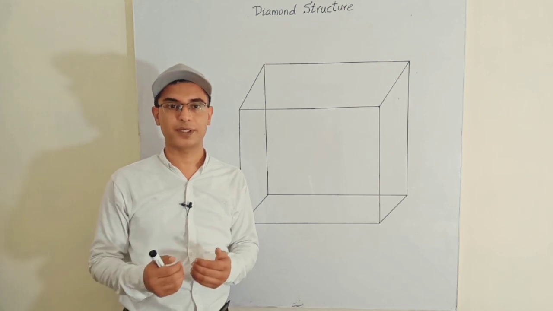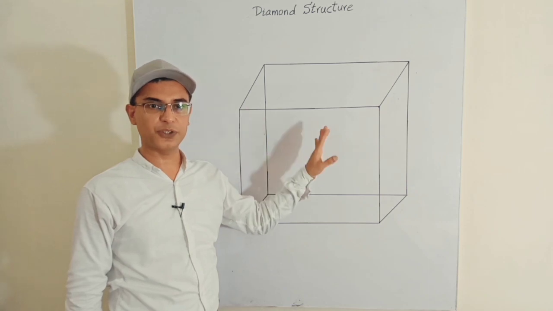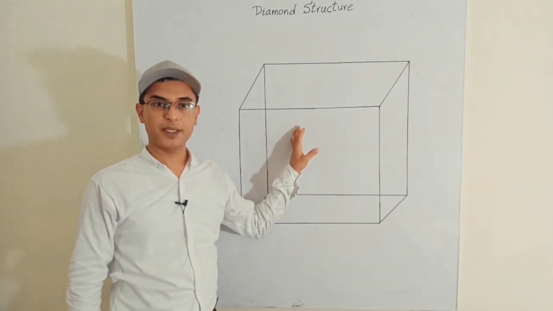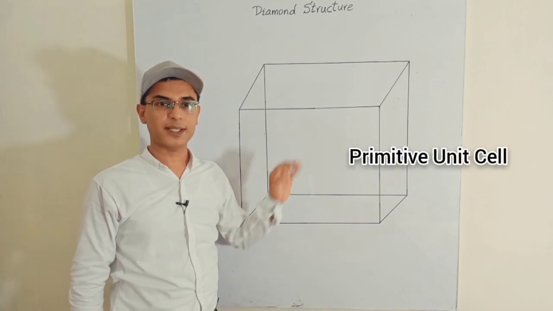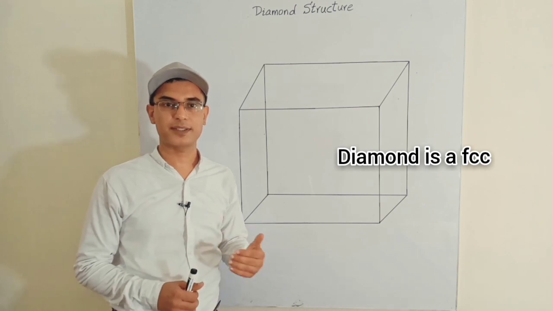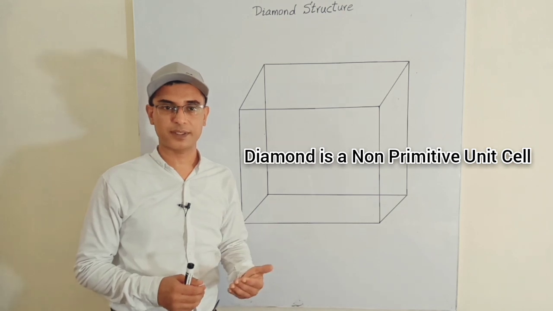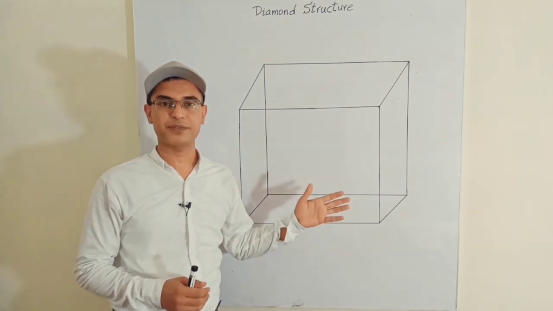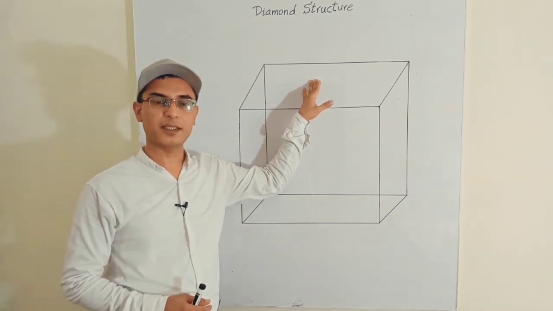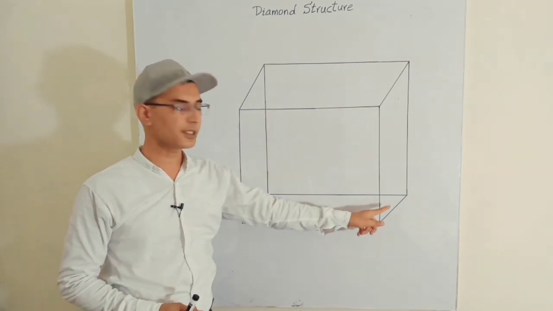Now before we proceed to construct a diamond structure, we must have a fine cube in front of us. This cube is basically a primitive cell, whereas a diamond structure is FCC in nature, that is, face-centered cubic. Before you can construct an FCC, you must have a primitive cell. This is a primitive cell because it has lattice points at the corners, 4 corners at the top and 4 corners at the bottom.